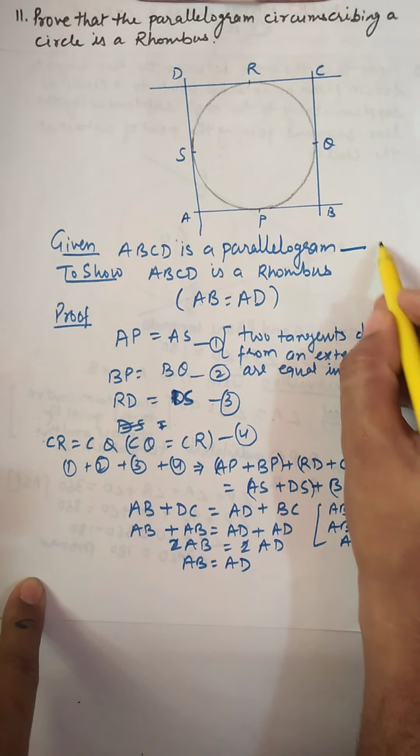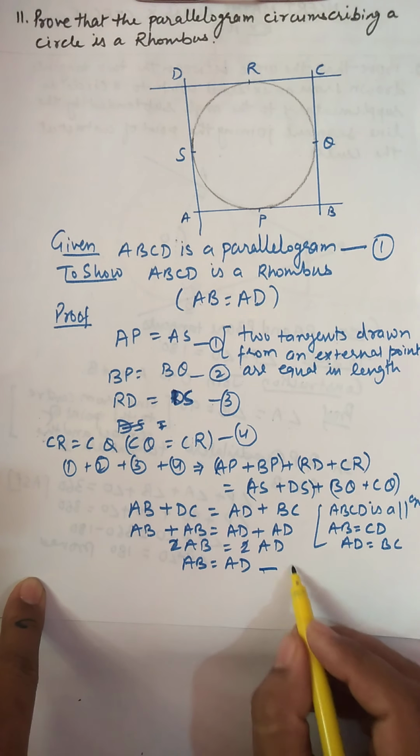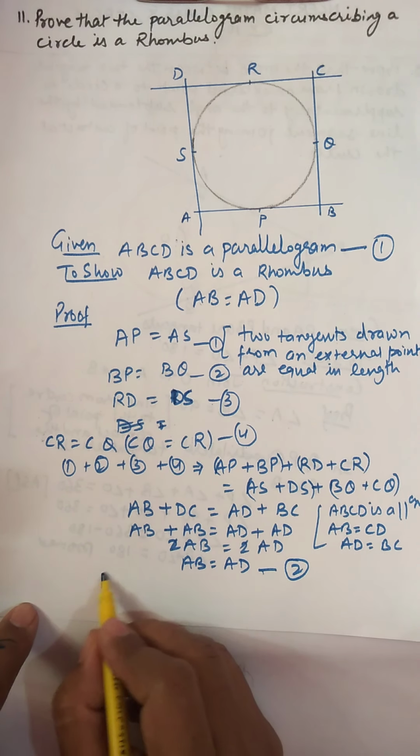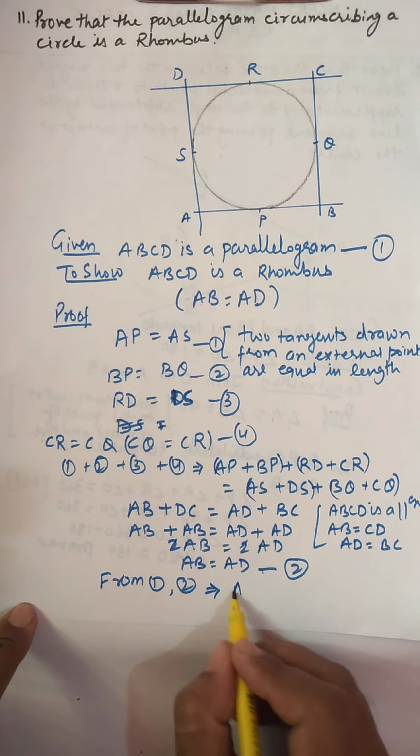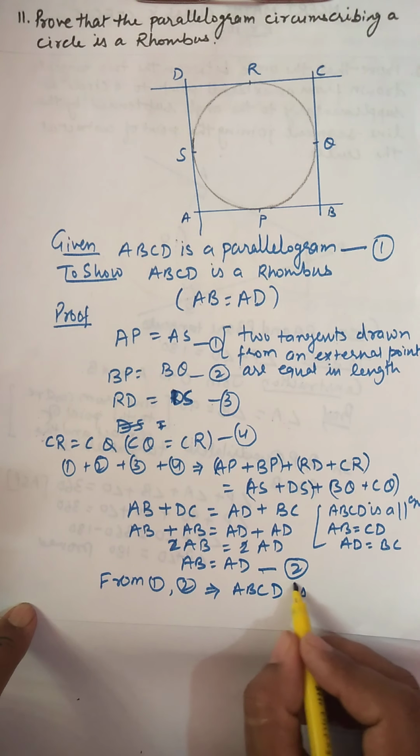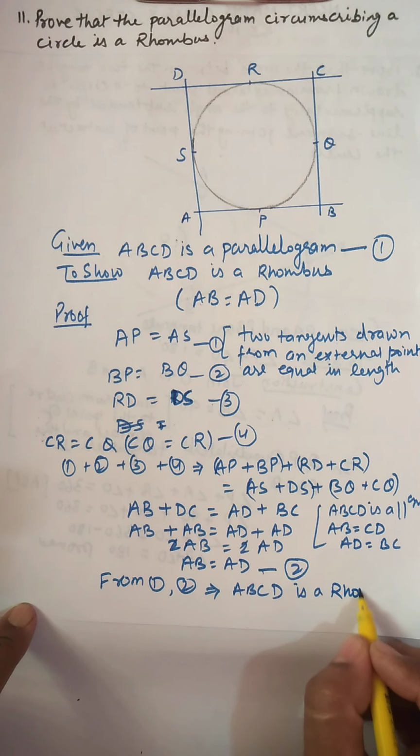So from this you can mark as 1 and this you mark as 2. So from 1 and 2 it implies that ABCD is a rhombus.